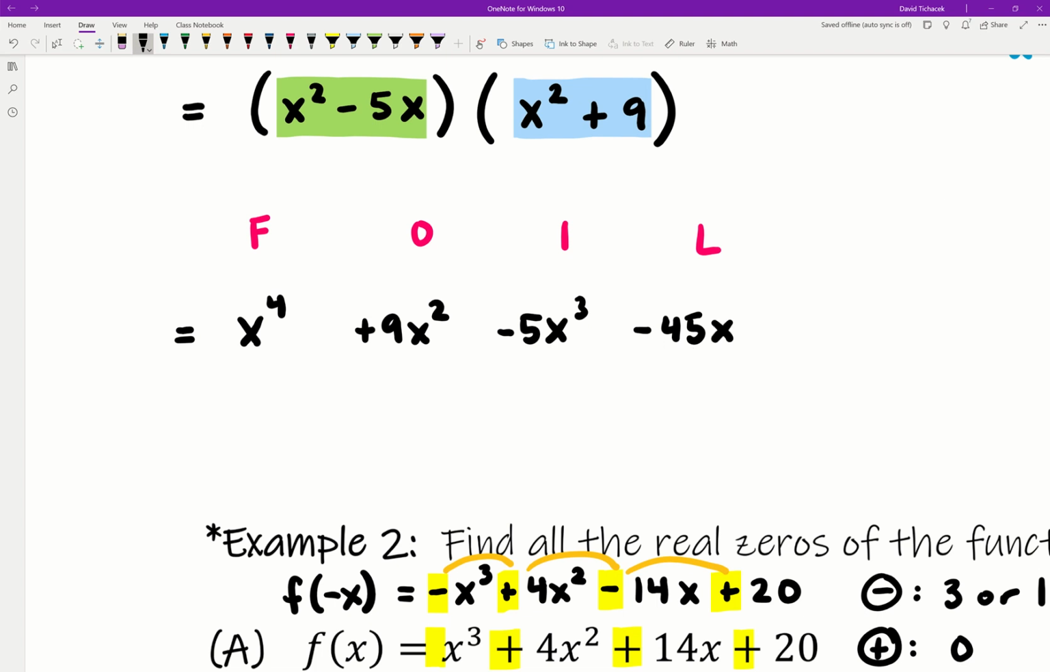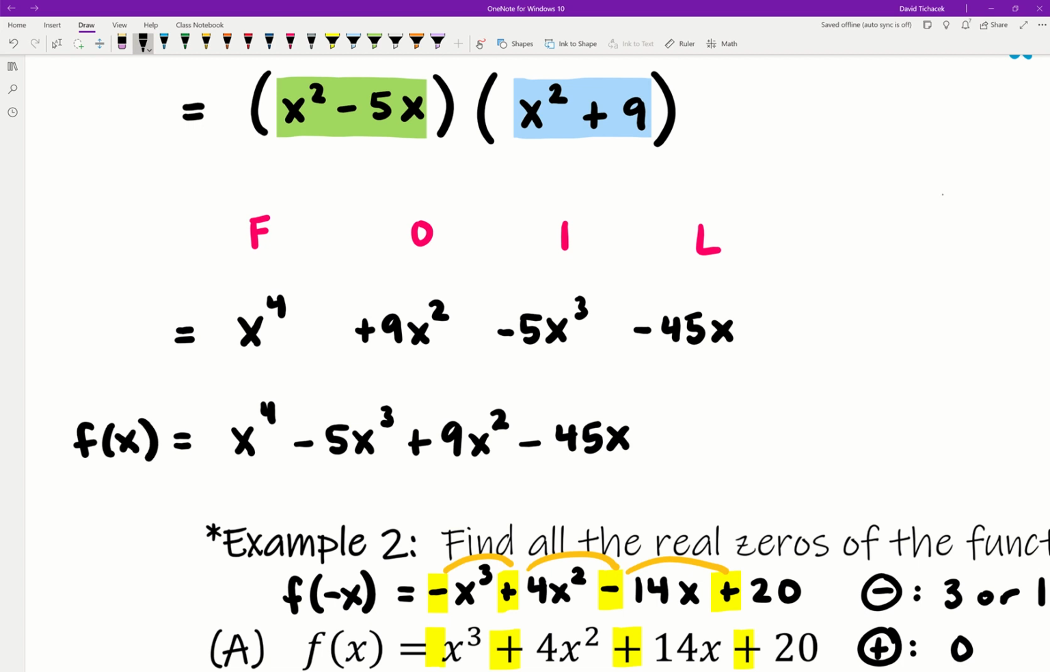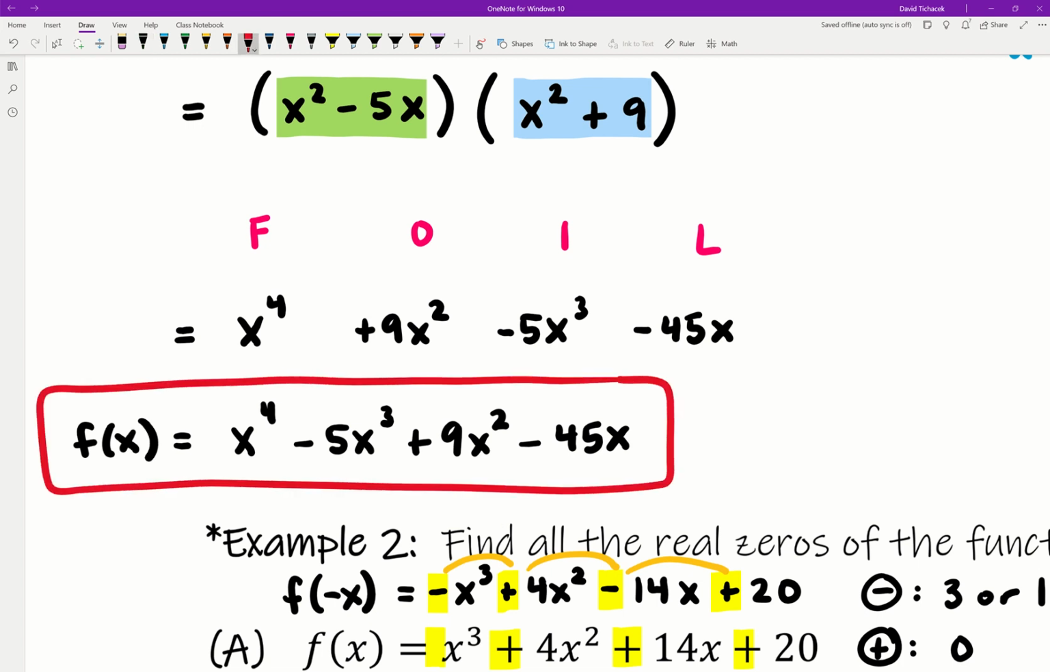And that looks an awful lot like a polynomial function to me, but one of the problems with this is that it's not in standard form, and that's something that we always need to work towards if it's not in standard form already. So we're going to rewrite this so that the exponents descend. So I'm going to write my first term as x to the 4th, and then minus 5x to the 3rd would be the one that comes next, and then follow that up with a plus 9x squared, and then finally your minus 45x, and that would be your function formula for f of x, okay? So this is going to be our answer to the problem right here, so I'll box that.